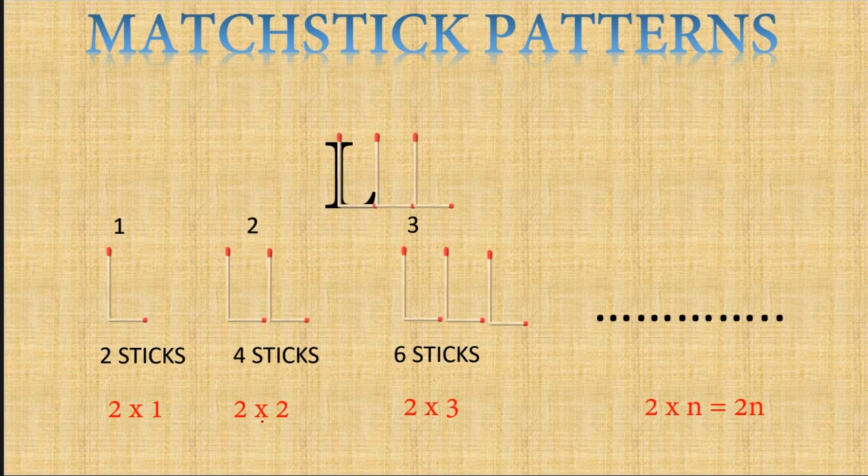Take the previous case. When we ask how many sticks are required to make 10 L's, we'll just place 10 in place of this n, means 2 into 10, that is 20. 20 matchsticks are required to make 10 L's. Like this, we can make any pattern and generalize it.